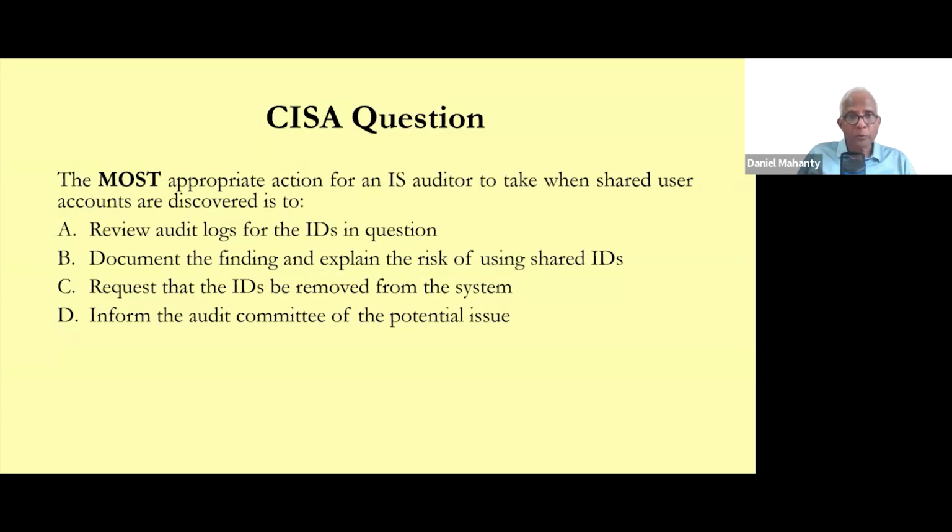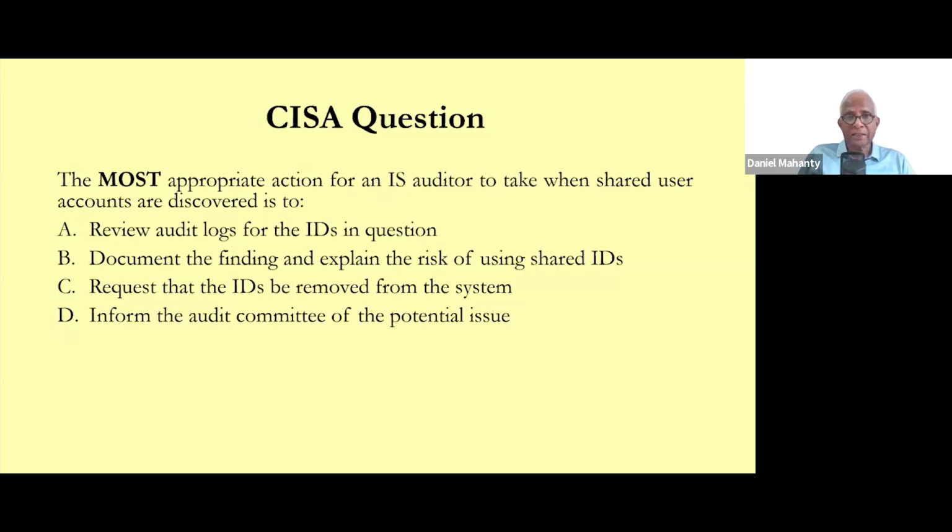The most appropriate action for an IS auditor to take when shared user accounts are discovered is to: A. Review audit logs for the IDs in question. B. Document the findings and explain the risk of using shared IDs. C. Request that the IDs be removed from the system. And D. Inform the audit committee of the potential issue.